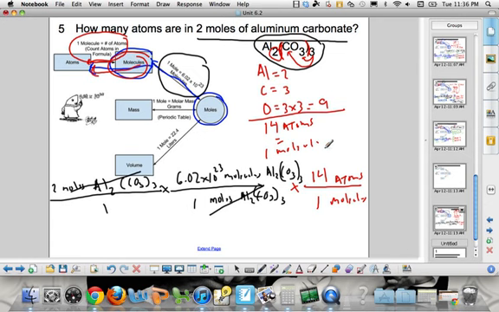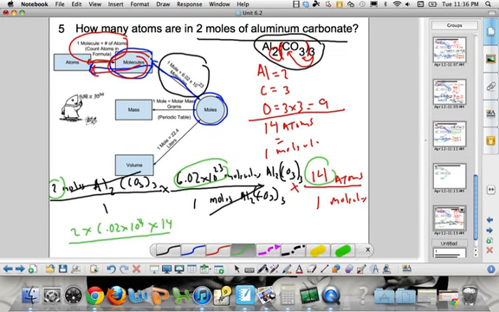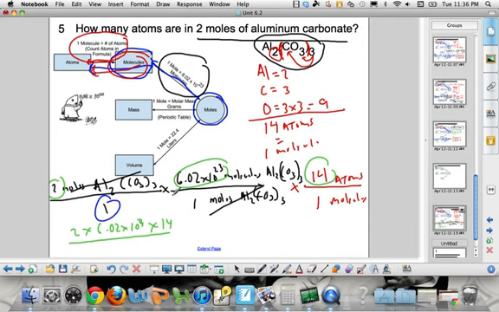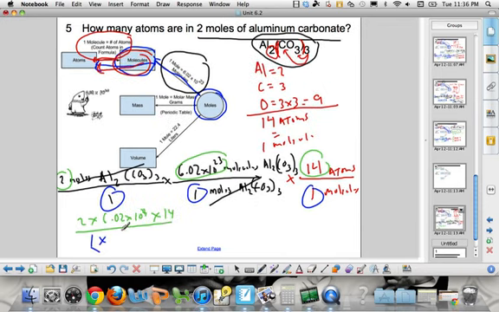Now do the math. Multiply everything on the top. Multiply everything on the bottom, and we'll be good. 2 times 6.02 times 10 to the 23rd times 14. That's my top. Down on the bottom, 1 times 1 times 1. My bottom is going to be equal to 1.